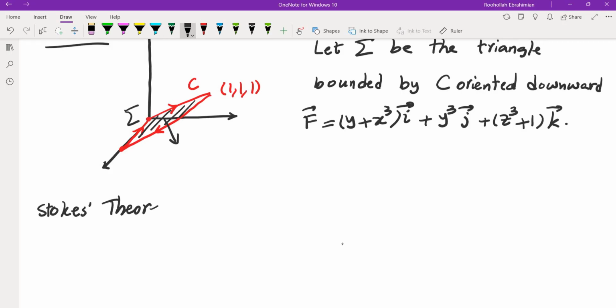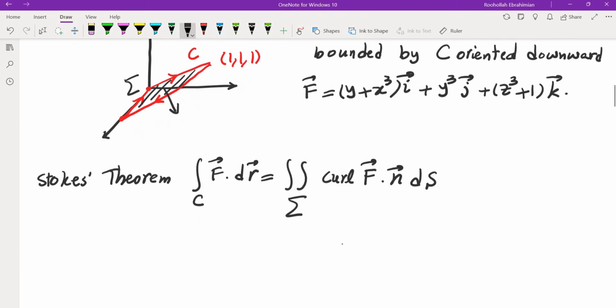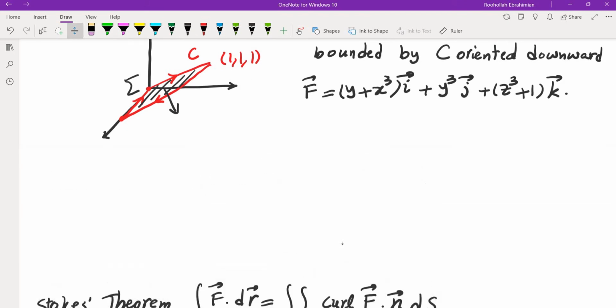the line integral over this curve, so the line integral of F dot dr, is equal to the surface integral of the curl of F dot n dS. Okay, so for that, we need to find the curl of this vector field. So let's evaluate the curl of this vector field.